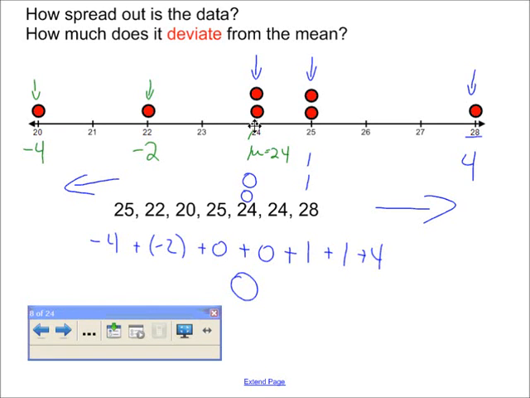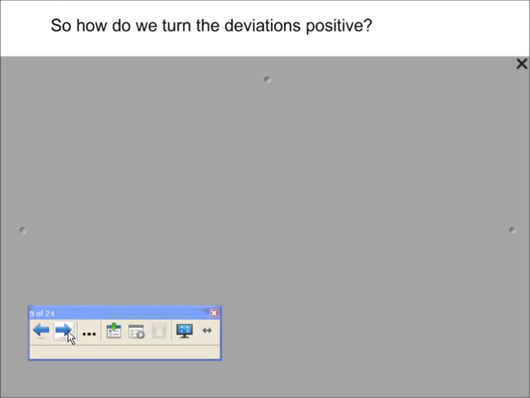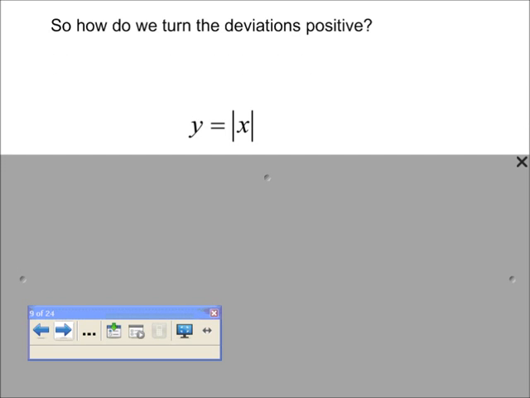The only way that this is going to make any sense is if we figure out some way to turn all the deviations to positive values and then add them up and average them, because that would tell us how spread out the data is. So the question becomes, how do we turn the deviations positive? We've learned two different functions in this class that will take a negative number and always turn it into a positive number. The first one is absolute value. If you took Algebra 1 right now, they would teach you something called mean absolute deviation as a stepping stone to understand what standard deviation is.